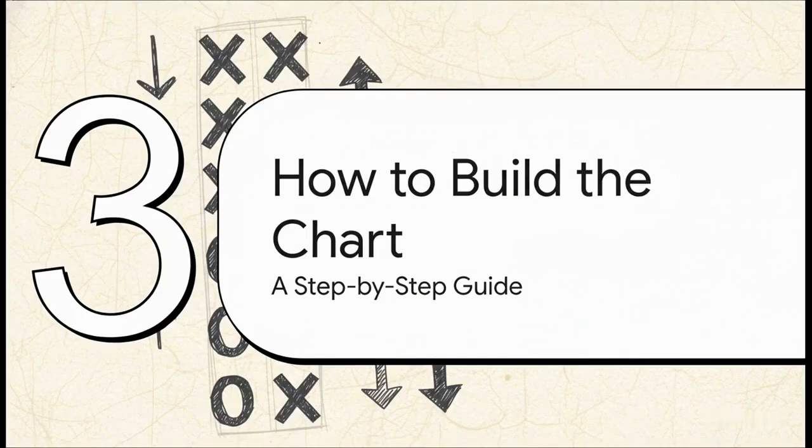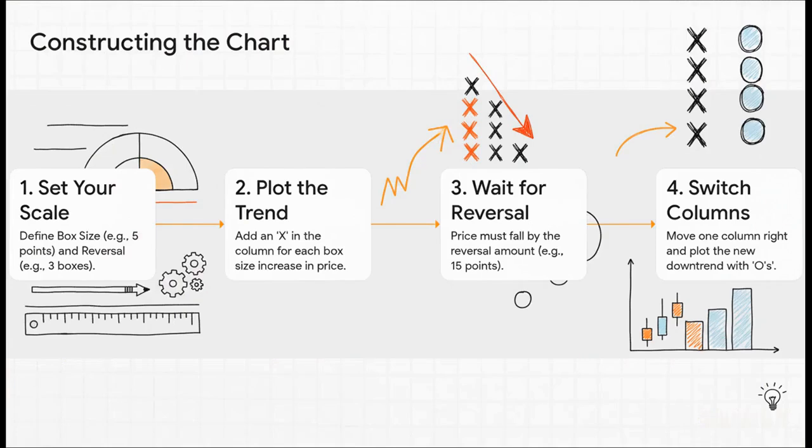Okay, so we know the pieces. How do we actually put them together to build one of these charts? You know, it seems complicated, but building a basic chart is actually a very logical, step-by-step process. It's pretty straightforward, really. Here's how you do it. First, you set your scale. Again, let's say 5 points per box and a 3-box reversal.